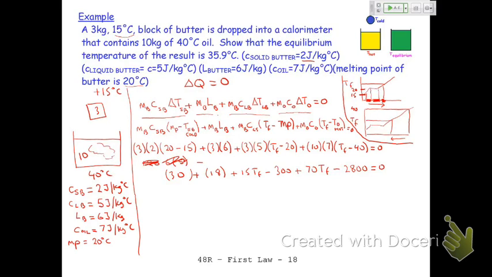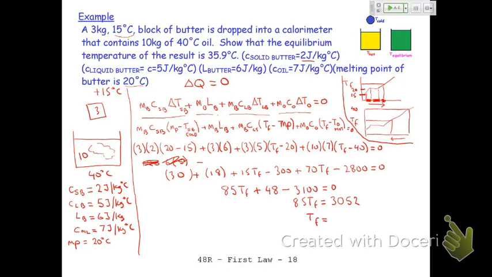So, get my TFs together. So that's 85 TF. Get my numbers together. 30, 48. Let's put my negatives together. 300, 3,100 equals 0. 85 TF is equal to, not 3,100, 2,000. I'm not good at doing this in my head. 3,052. Thank you. So TF is going to equal 3,052 divided by 85.